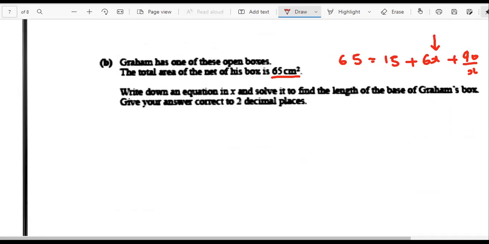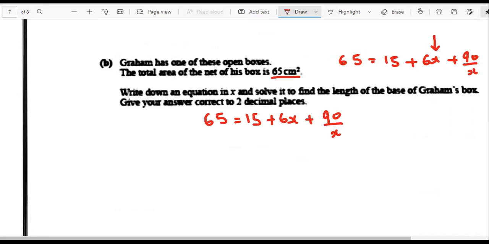So let's do that together. So that is 65 equals 15 plus 6x plus 90 by x, okay? We need to simplify this equation first and then we can find the area.